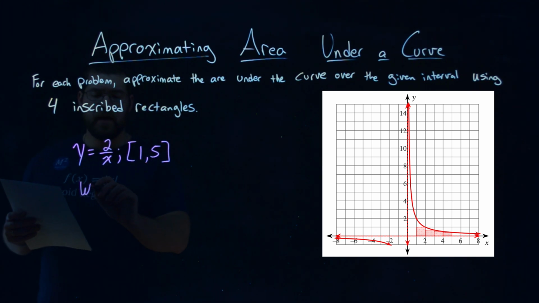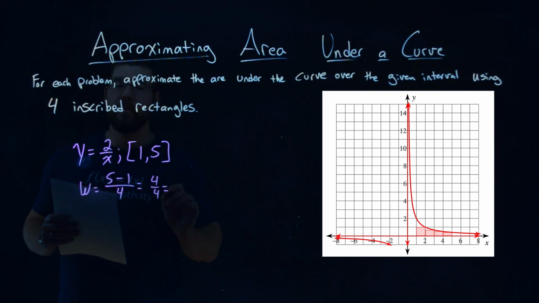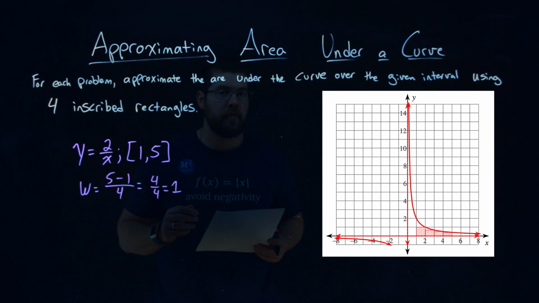To do that, for my width, I take the upper limit of 5, subtract the lower value, 1, over the number of rectangles, 4. Pretty simple. 5 minus 1 is a 4. Over the 4 comes out to be a 1. And that makes it nice and easy, a width of 1 here.